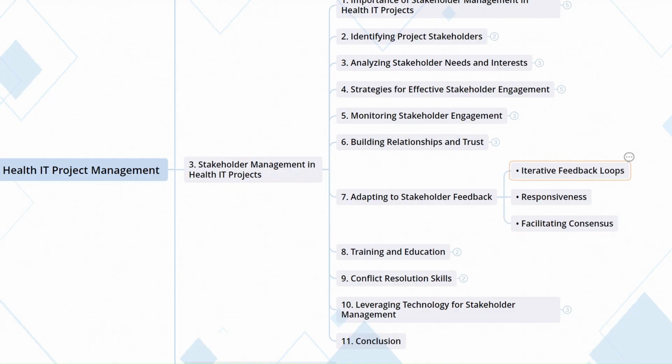Firstly, iterative feedback loop. Establishing mechanisms for ongoing feedback, such as regular surveys or focus group discussions, encourages continuous dialogue with stakeholders. Iterating on stakeholder input can lead to refined project strategies and enhanced solutions.